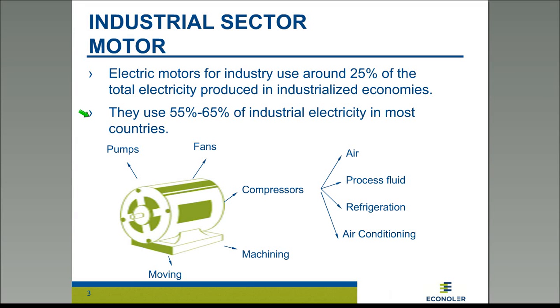So basically, motors are used for different applications like pumping systems, fans, and compressors. And for compressors, we have different sub-applications. They can be used for compressed air production, in refrigeration systems or air conditioning, so for space cooling, while refrigeration is more for lower temperature applications in the industries. They can also be used for machining or for moving things around in the industries.